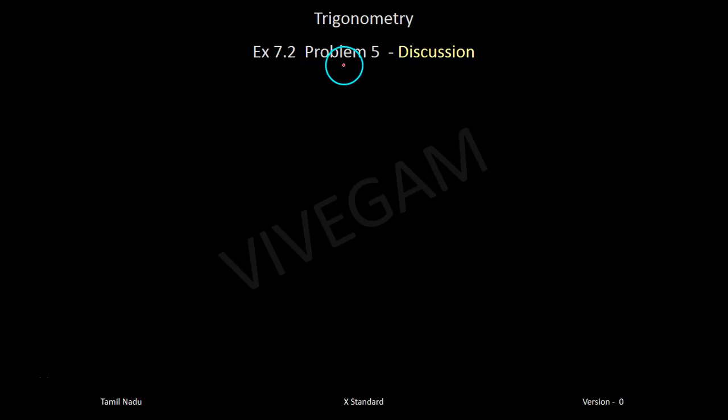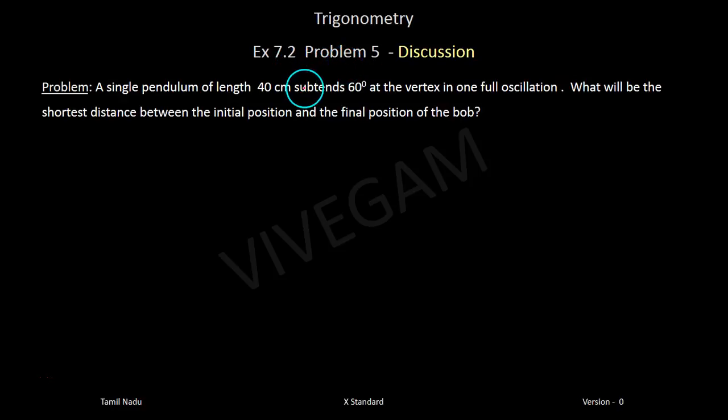Exercise 7.2 Problem 5 discussion. A single pendulum of length 40 cm subtends 60 degrees at the vertex in one full oscillation. What will be the shortest distance between the initial position and the final position of the bob?